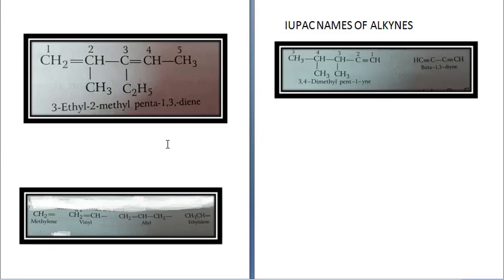Sometimes it is not possible to include all double bonds in the parent carbon chain. In such cases, the following prefixes are used. For CH2 double bond, you write methylene. For CH2 double bond CH, vinyl. For CH2 double bond CH CH2, allyl. For CH3 CH double bond, it is ethylidene.